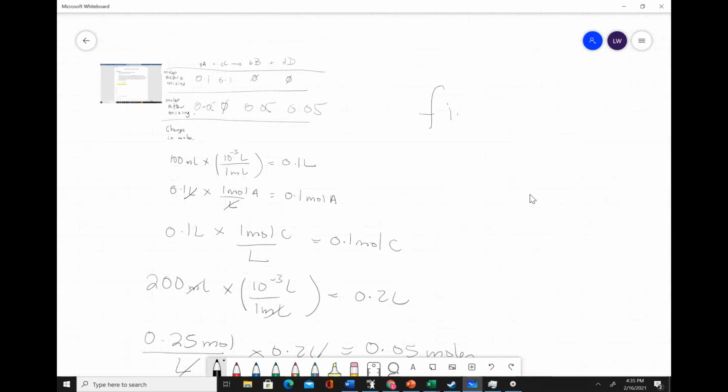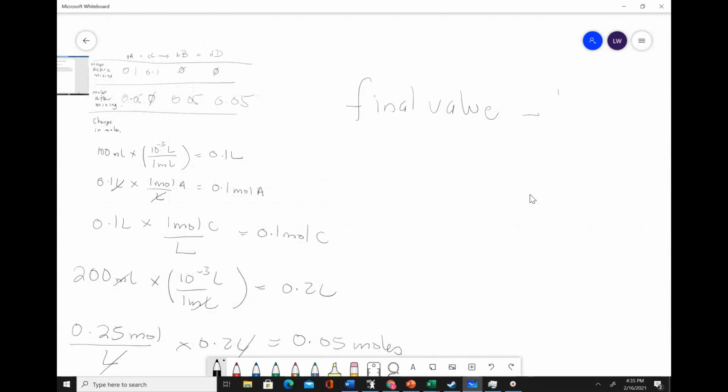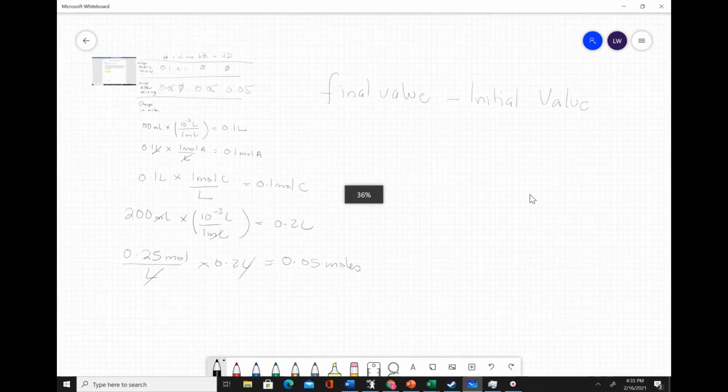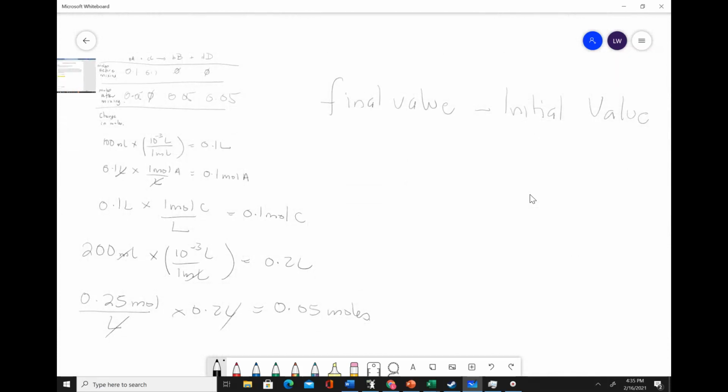Now, how do I get to change in something? Well, it's always the final value minus the initial value, isn't it? So my final value is my value after mixing here. So let's just do that for C because that's really easy, isn't it? So my final value was 0 and my initial value was 0.1. So it went down by 0.1. So 0.1 moles of C got consumed.